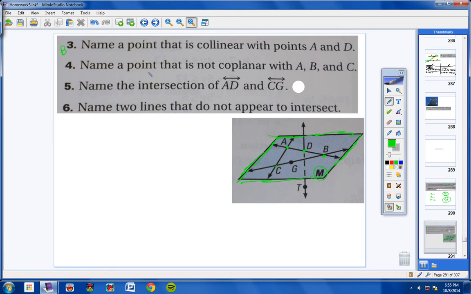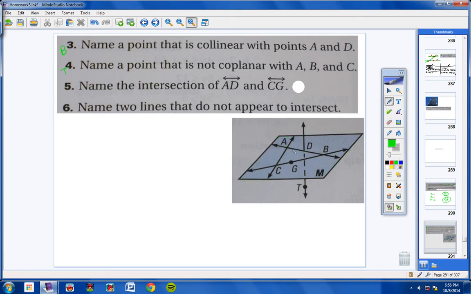So I want a point that is not coplanar, or in other words, a point that does not lie in the same plane with A, B, and C. And that would be T. T does not lie in the same plane with points A, B, and C. So point T. Number 5. Name the intersection of AD and CG.